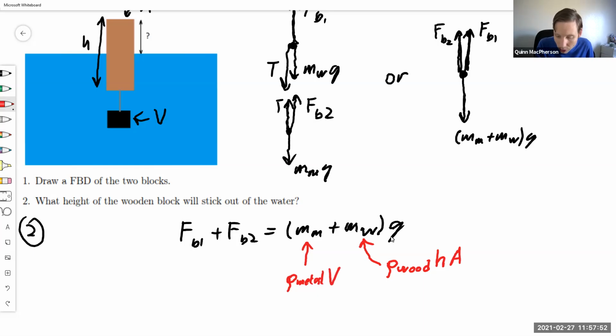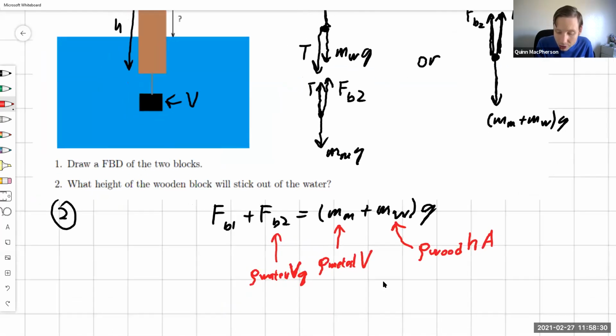Okay, let's do the buoyancy force on the metal. Basically, the buoyancy force on something is determined by the volume displaced. In the case of the metal, all of the metal is underwater, so the volume of water displaced equals the volume of the metal. Then, to get the buoyancy force, we multiply by rho of water and g, the gravitational constant.